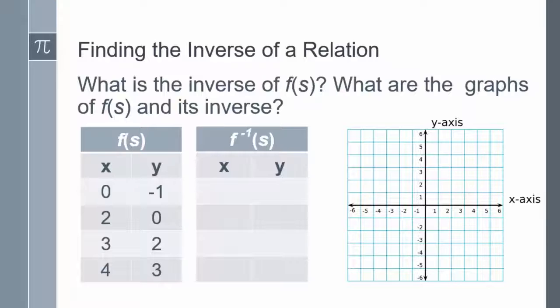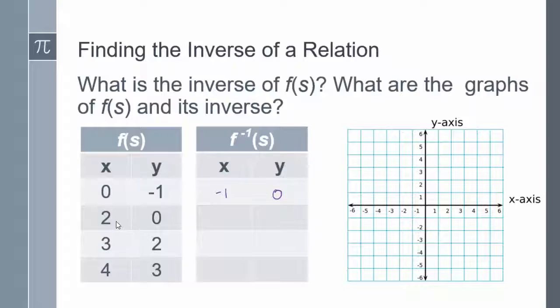Here's our first example. What is the inverse of f of s? What are the graphs of f of s and its inverse? Since we are given the table and not an equation, to find the inverse of f of s, all we need to do is switch the x and y values. In our original function, we have x equals 0 and y equals negative 1. In our inverse function, we have negative 1 for x and 0 for y.